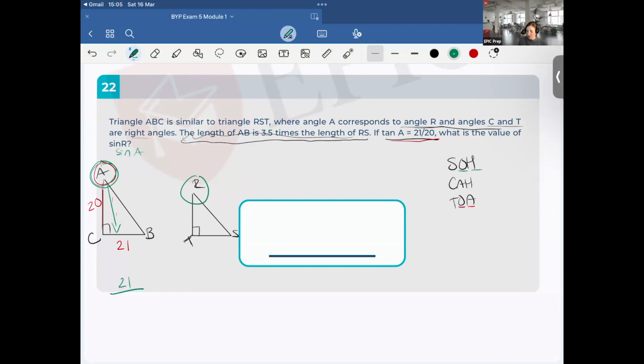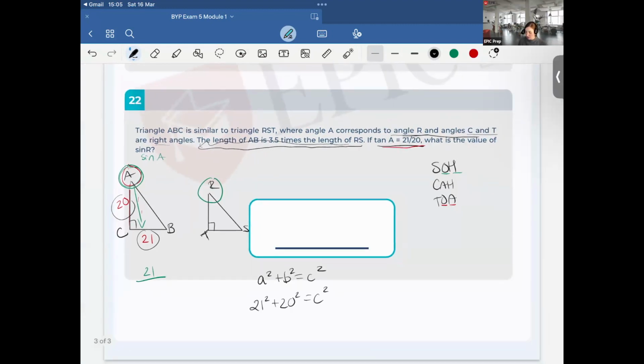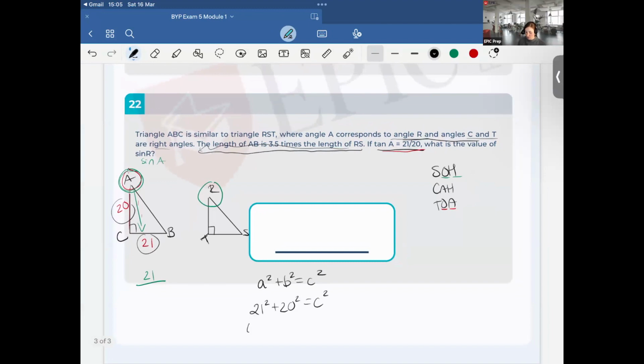And then I have to find the hypotenuse. No problem. I'll use my handy dandy Pythagorean theorem. So a squared plus b squared equals c squared. So 21 squared plus 20 squared equals c squared. 21 squared, 441. 20 squared is 400 equals c squared. So that will give me 841 equals c squared.